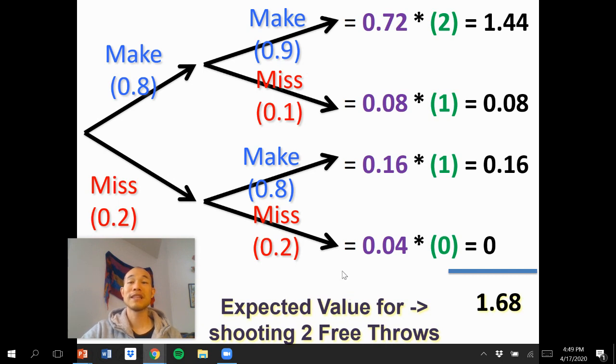So to recap, if you want to find the expected value of an event, multiply the probability of each event by its value, add those up, and you'll get the expected value.